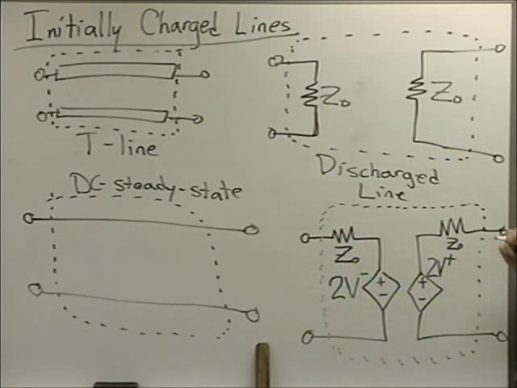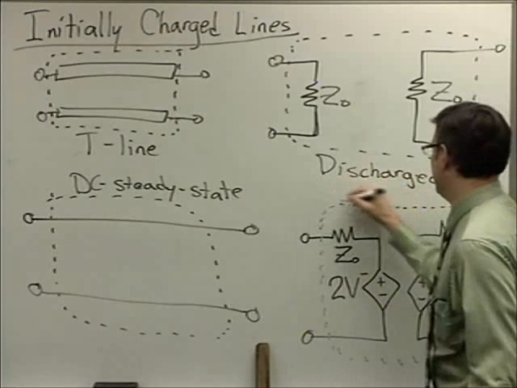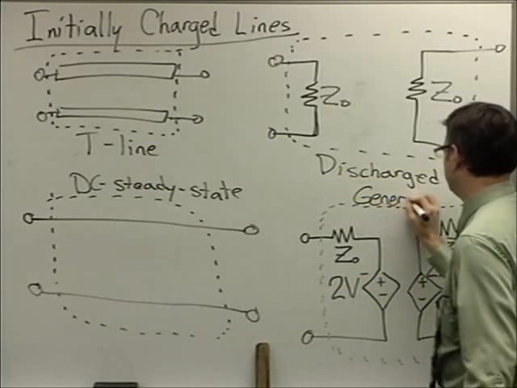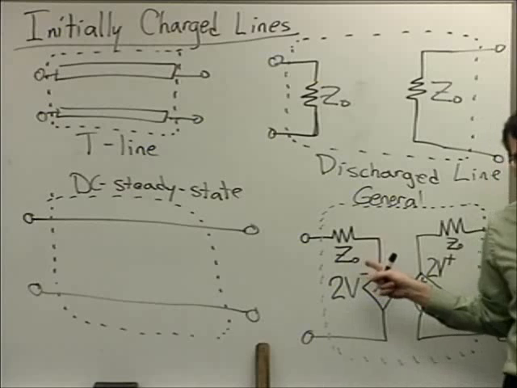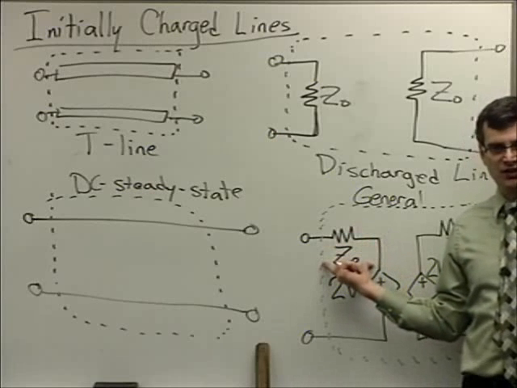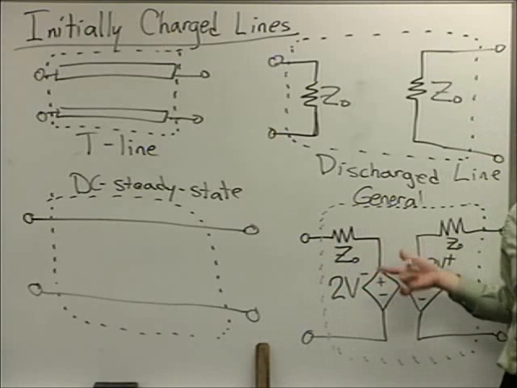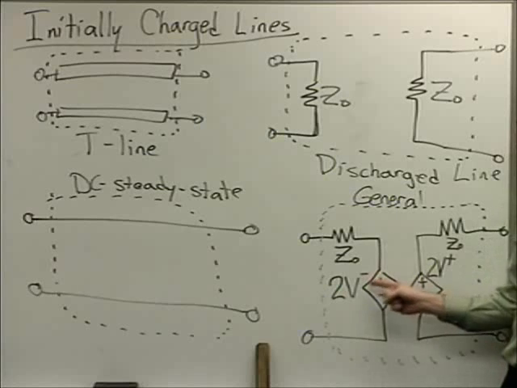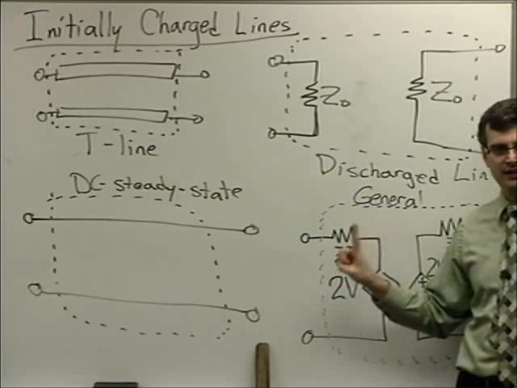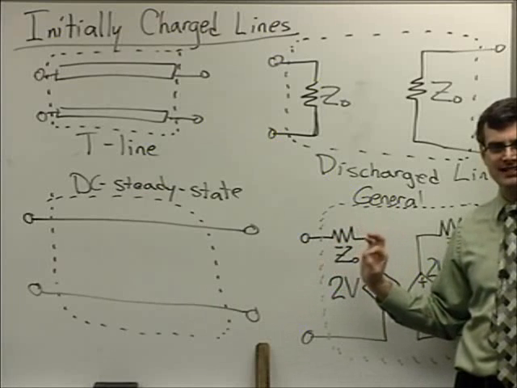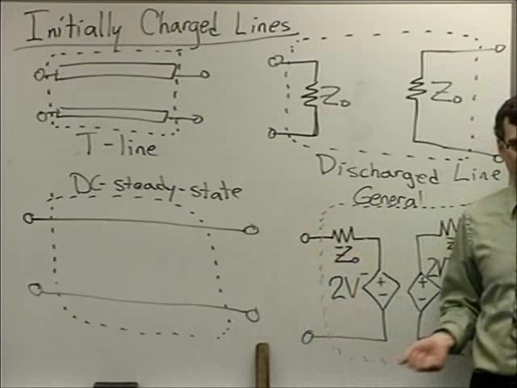Okay. This is not the discharged line. This is the general equivalent. Now, what is it? You've got a Z0 impedance, or resistor, in your equivalent circuit in series with the 2V minus dependent source. Dependent voltage source. What does it depend on? Well, it's whatever the V minus is that's striking the end of the line at that particular moment. If you can measure V minus at the source of the line, you can plug that into there and use it in your circuit analysis.